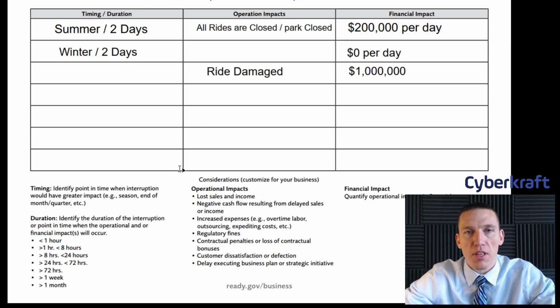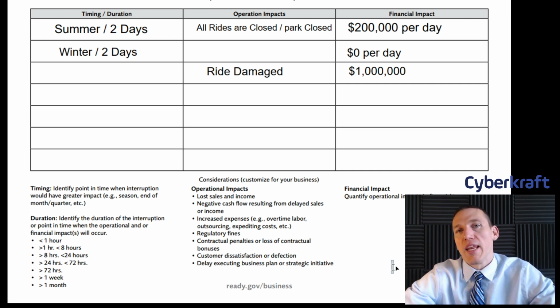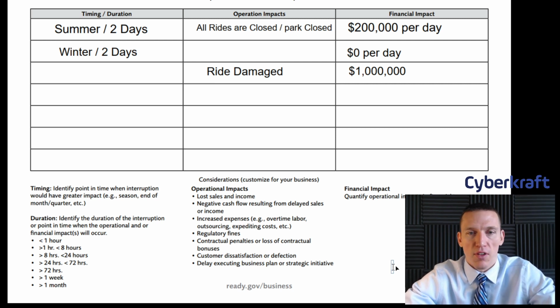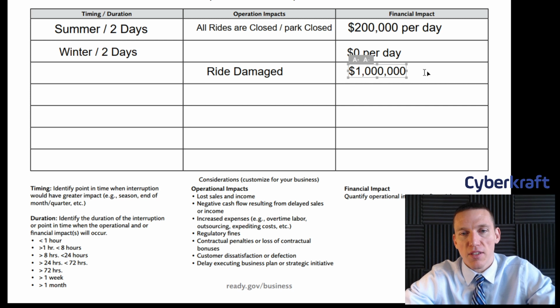Okay, and you look at the bottom of the worksheet here, it tells you. You have your operational impact, loss of sales, loss of income, negative cash flow due to delays, fines or extra expenses. Maybe it costs more. You have to hire more personnel to clean up the park after a tornado. Customer dissatisfaction. Maybe you have a loss of reputation. If you don't fix the ride in a timely manner, people might start looking at other theme parks. If the ride is damaged, you'd have the cost of fixing the ride.